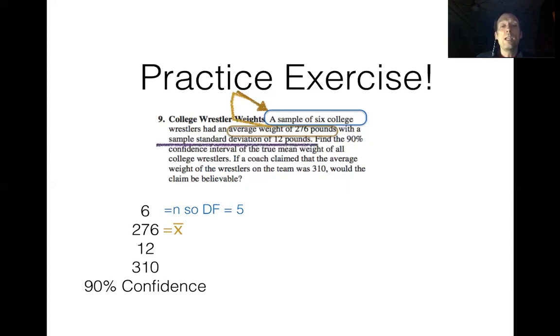They also told me that my sample standard deviation was 12. That means that S equals 12. And I'm making a big deal out of that S. Why? Because now I know not to use the Z formula anymore and to use the T formula. They also mentioned the number 310. But that 310 doesn't appear to be connected to either the sample size or the population. That means I'm probably going to end up using it for later.